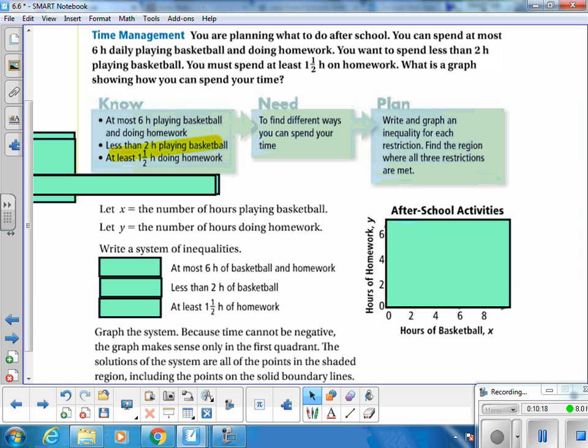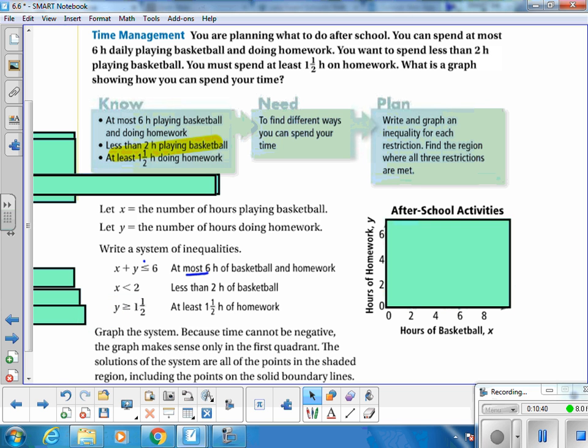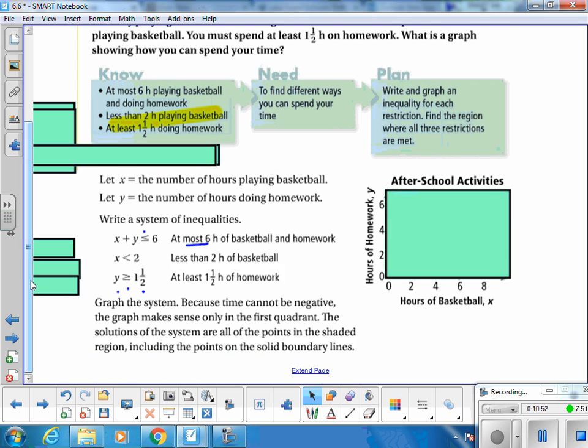If we consider our system of inequalities, we can see at most 6 hours of basketball and homework. So it looks like this: both of them together at most will be 6 hours. So it could equal 6 hours, but it needs to be less than. So my inequality, less than 2 hours of it needs to be basketball. So x needs to be less than 2, and at least it needs to be 1.5 hours of homework. So y, being homework, can be greater than or equal to, because you can do more, but at least it needs to be 1.5 hours. So we're looking at our three different inequalities.